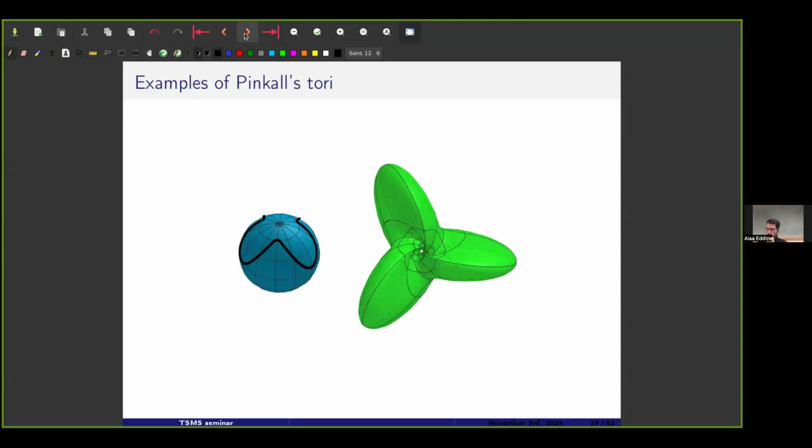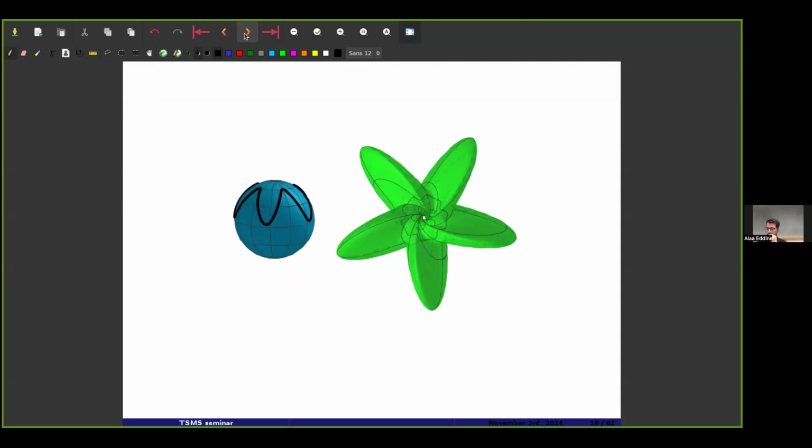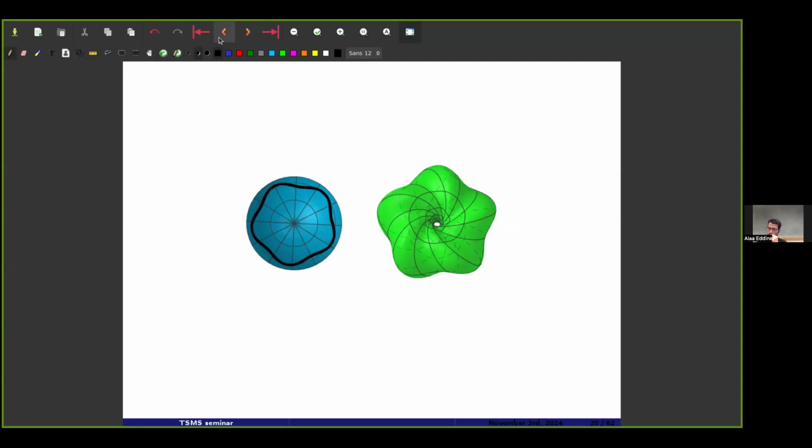So I will include just some examples of some tori. And yeah, so this one, and you can see here, when we want to find non-rectangular tori, we need to turn the torus a little bit, because we need to get rid of the symmetry.